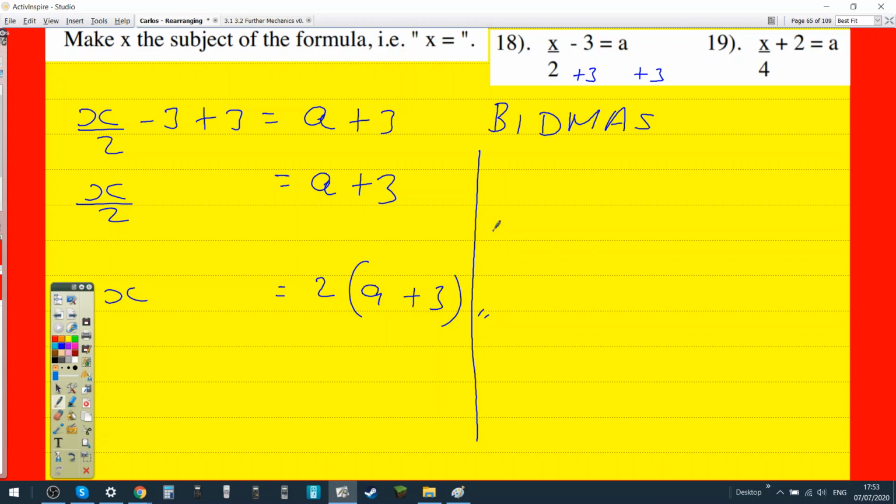19. Okay. So you have to take away 2. Yep. So it will be x over 4 equals a minus 2. And then you need to times by 4 on each one. So then it will become x equals 4 brackets a minus 2. That's it.